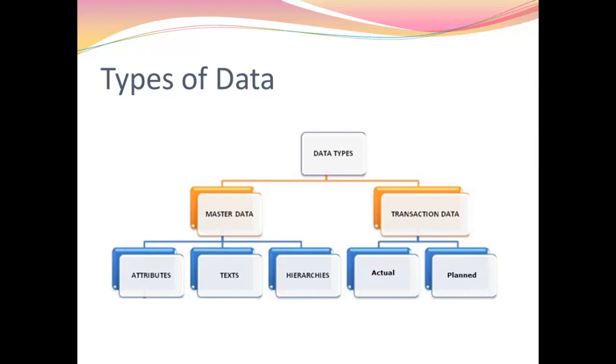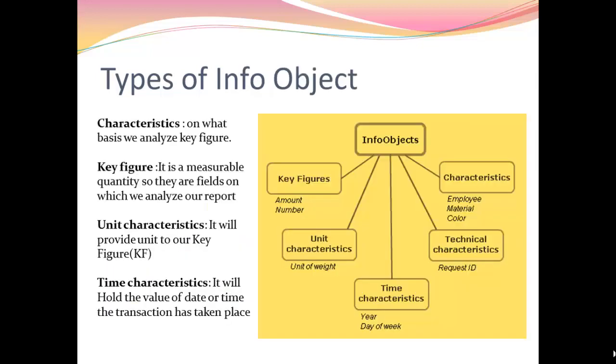So actual data is where a BW consultant works, and plan data is used by an APO consultant, that is Advanced Planning Optimizer, or IP, that is Integrated Planning. So now we will have a look at the types of info object. In all, there are 5 types of info object.